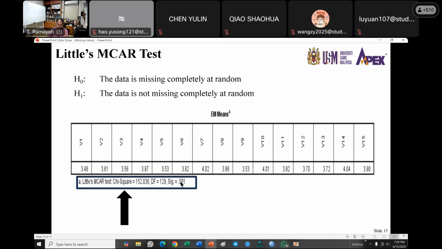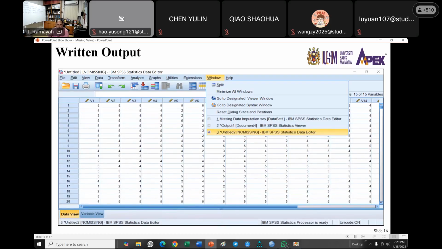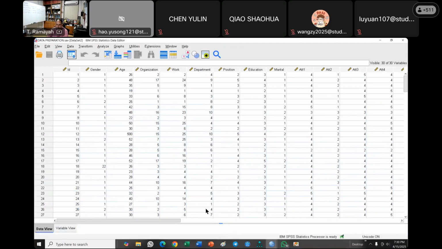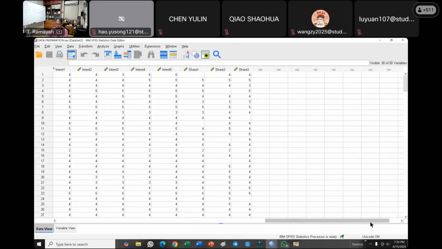So since we conclude that it is not significant, we will accept the null. We can do missing value replacement. That is how the software will replace, and they will create a new data file called no missing. In the data that I already shared today, I already updated the data. This is the data I already updated. We have these three items called share 1, share 2, and share 3.